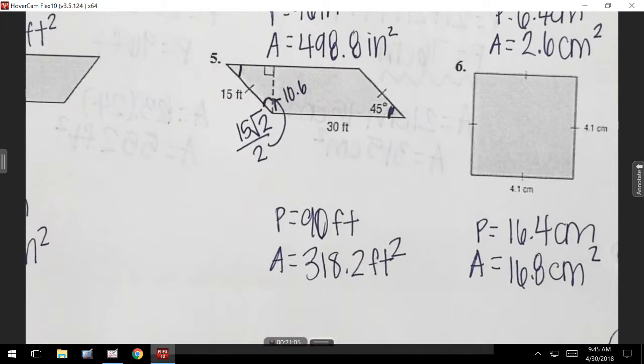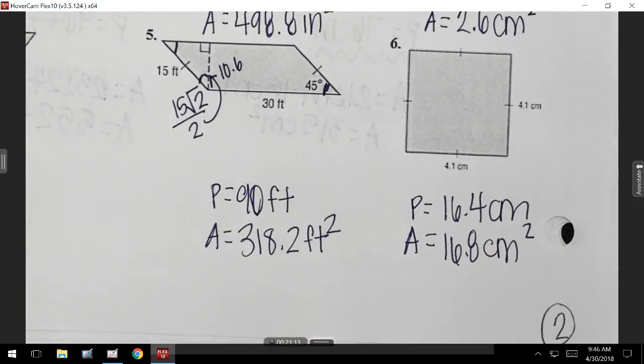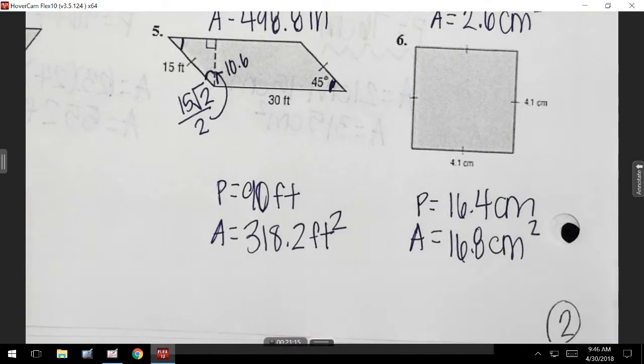So then perimeter is 30, 30, 15, and 15. Area is 30 times 10.6. And then 6, those were the same as number 3. Good? Yes?